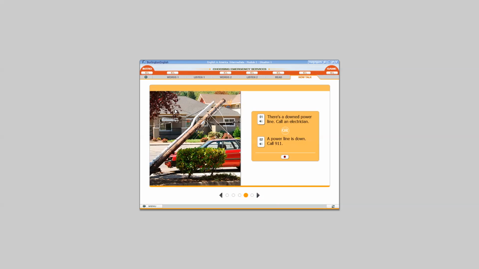Let's get the next one. Okay, this is our accident, right? Oof. So let's look at our options. There's a downed power line. Call an electrician. Okay, that's number 1. Number 2: A power line is down. Call 911. So what would you do if a power line was down? Would you call 911 or would you call an electrician? Okay, you would definitely call 911. This is a very serious emergency.